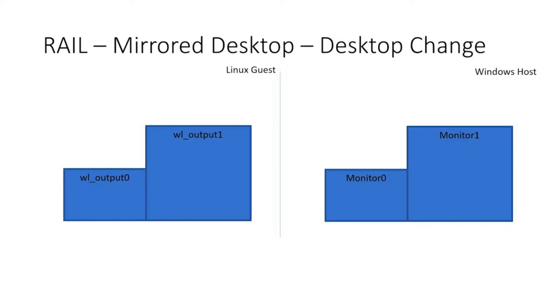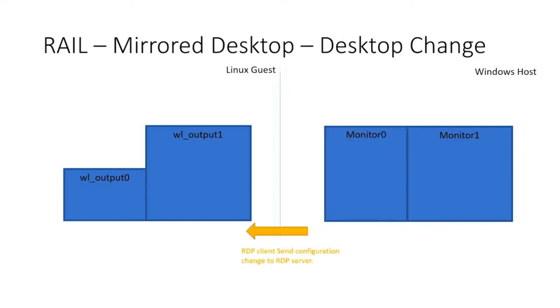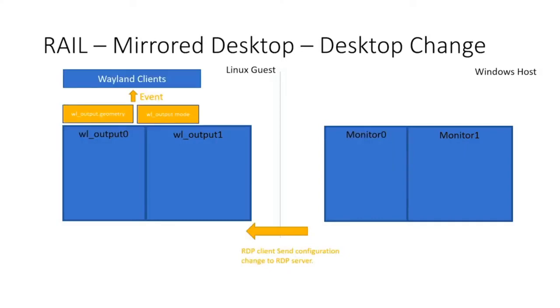But then the idea is, as the desktop changes, for example, if the user changes the resolution, then we send that information over and reflect it, and then we reflect it back to the client as well. So that essentially, if you use a tool to look at the X desktop, you'll see that it always maps to the configuration of your Windows desktop.